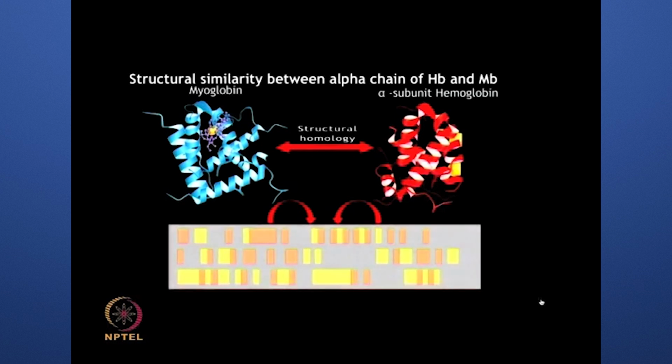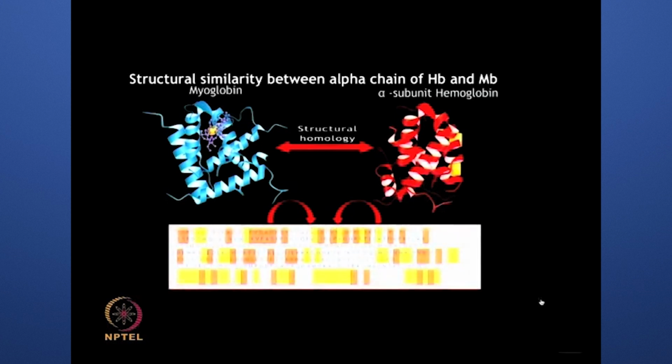The hemoglobin chain, having 141 amino acids, and myoglobin, having 153 residues, have also been found to have very high sequence homology. Despite the similarities, their oxygen binding capacities are different.